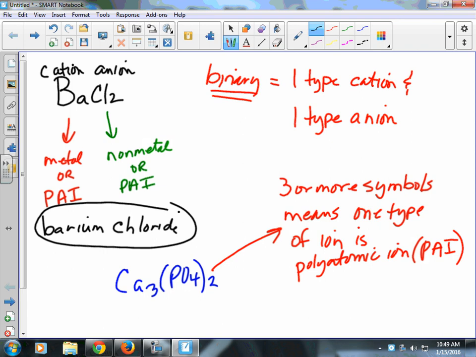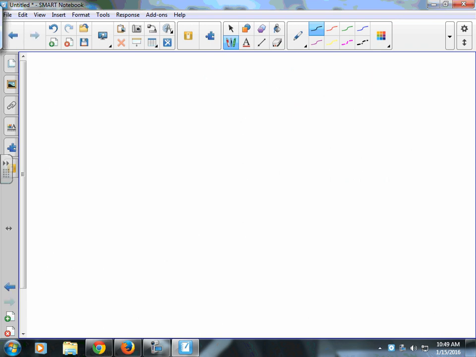Okay, now let's move on to number 2. Li3N. Once again, I look at it. How many element symbols? 2. So that means they're both on the periodic table. So I look at the name of the first one on the periodic table. What is it? Okay, so you just write lithium. Now, the second one, remember, you have to take off the ending and put IDE.